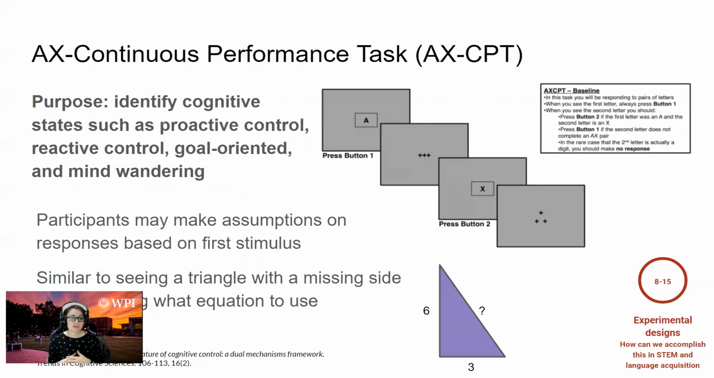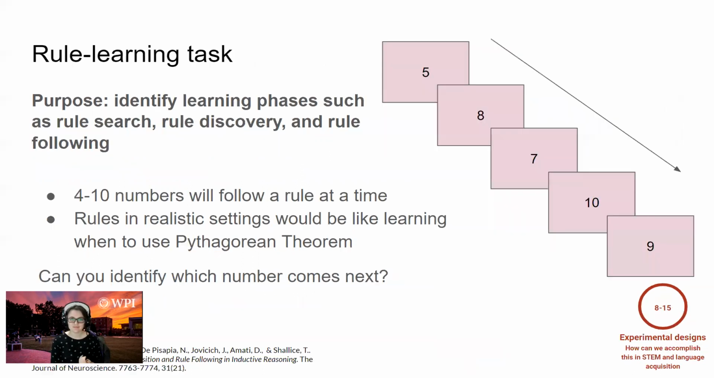What this is similar to is if you see a triangle with a missing side when you're doing some problems, you start thinking, what equation should I be using here, as shown with the triangle below. Which brings us into the rule learning task, where you think about how you know which equation to use in that instance. You may see, oh, there's a missing side here, I want to try this equation, but why do you know which equation to use? The purpose of this is to identify learning phases such as rule search, rule discovery, and rule following.